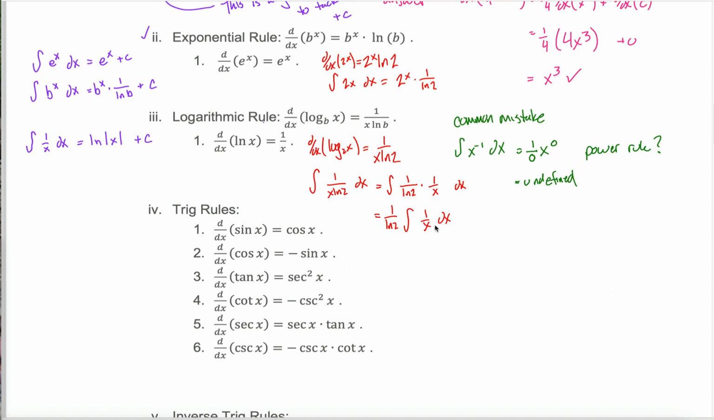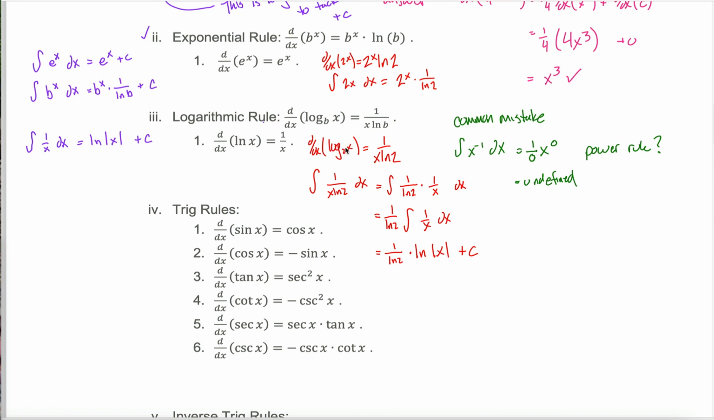To take the antiderivative of the 1 over x part, I can use this rule that I already have, and I get 1 divided by the natural log of 2 times the natural log of the absolute value of x plus c. The antiderivative of 1 over x times the natural log of 2 is equal to 1 over the natural log of 2 times the natural log of the absolute value of x plus c. And you're like, wait a minute, that doesn't seem right.